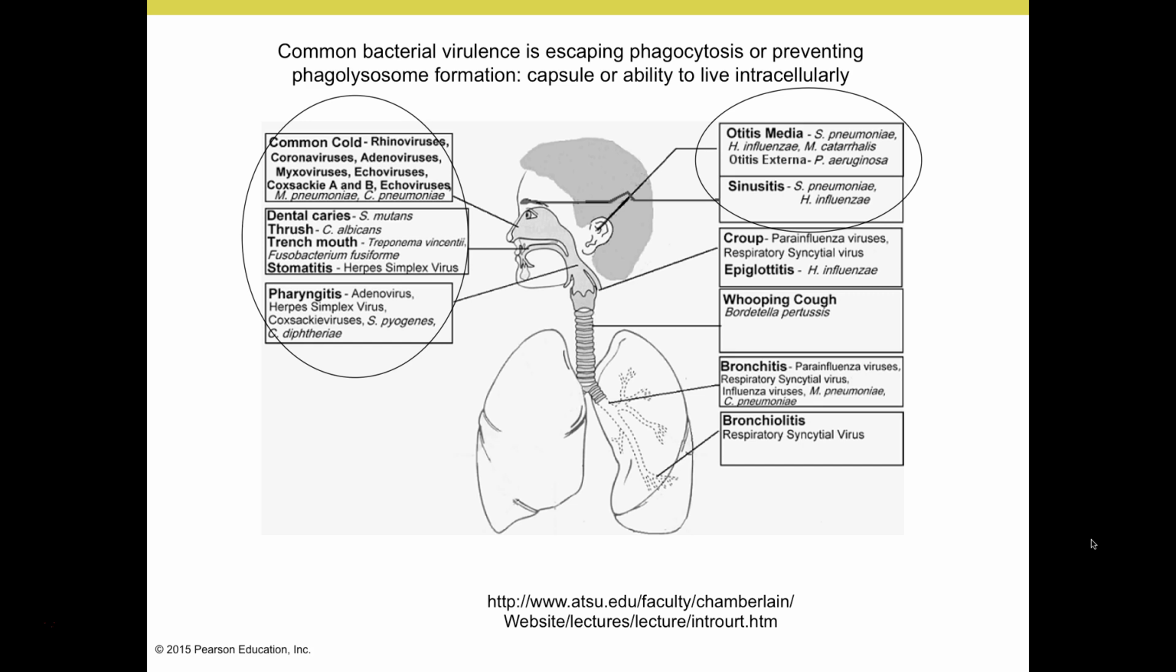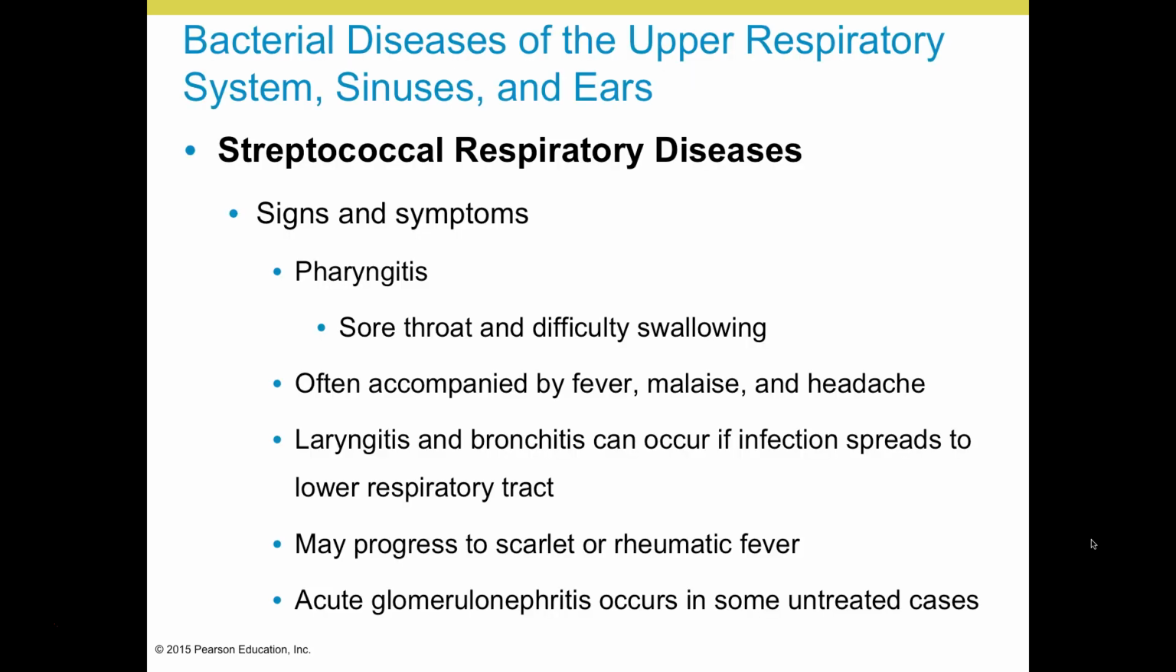Okay, so here are the common bacterial diseases. These are your bacteria. And as you can see, in the upper respiratory, you have the common cold, dental caries, pharyngitis, otitis media. And then in the lower, you have the croup, whooping cough, bronchitis, and bronchiolitis. So we're going to start with the streptococcus respiratory disease.